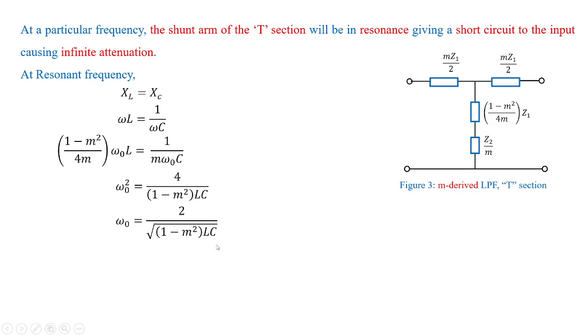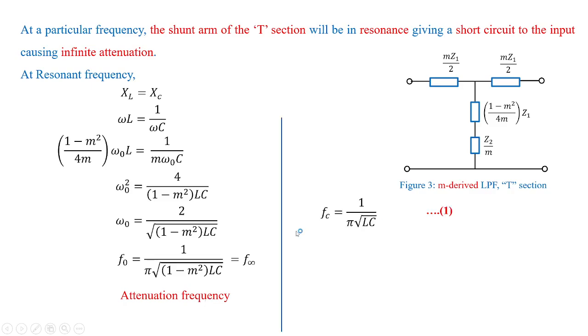So omega naught is obtained to be 2 by under root of 1 minus m square LC, where the angular frequency can be changed to the natural frequency f naught, which is equal to 1 by pi under root of 1 minus m square times LC. Now f naught is here treated as f infinity. Here we are defining f infinity as the attenuation frequency.